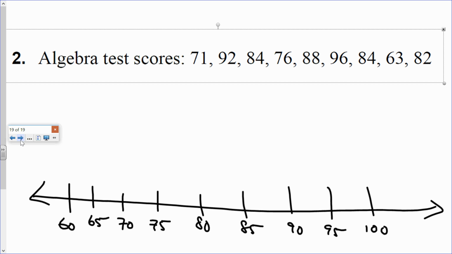Do this one first. How about just a 5-number summary? Yes. Thank you, Carmona.